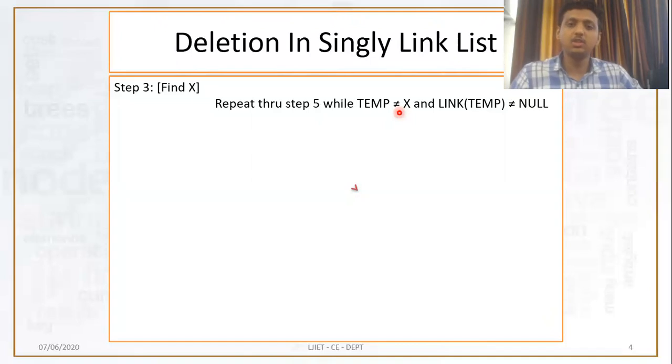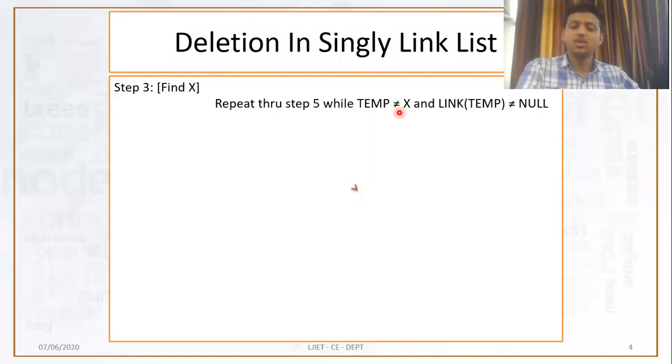This is what we usually used in our previous examples, like link of save is not equal to null. Save is a temporary pointer, and temp is also a temporary pointer used for traversing the singly linked list. Got it? So here 2 conditions are there. The first one is temp is not equal to x, and the second one is link of temp is not equal to null. Make sure, because if link of temp is equal to null, that means you have searched the whole linked list and still didn't find x.